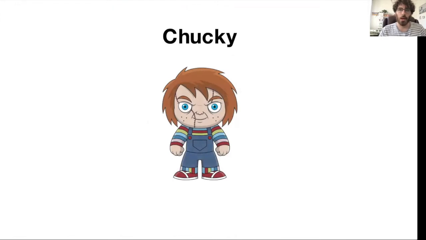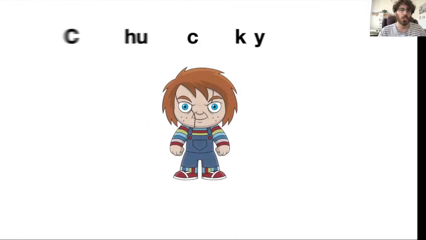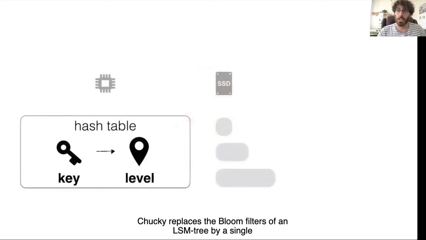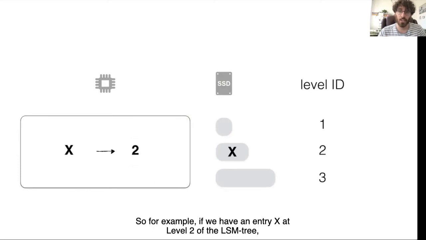So to address all these problems, we introduced Chucky, which stands for Huffman-coded key value store. Chucky replaces the Bloom filters of an LSM tree by a single hash table that maps from every key in the system to the level ID whereon the corresponding entry resides in storage. So for example, if we have an entry X, at level 2 of the LSM tree, we'll have a mapping entry mapping from X to 2 inside the hash table.